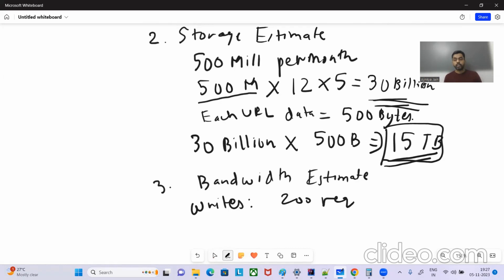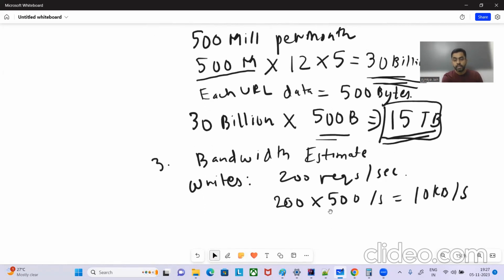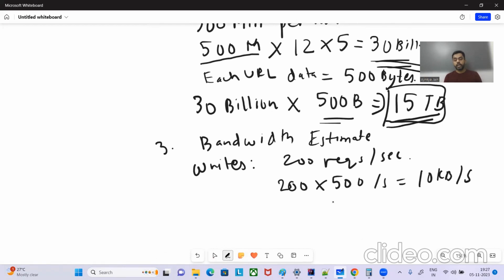200 requests per second, right? So considering each request having 500 bytes of data, as we had calculated, 200 into 500 per second will give you 10 KB per second of data coming into the system. That is, writes will be 10 KB per second of bandwidth. So 200 requests per second, with each request having 500 bytes of data, gives us 10 KB per second bandwidth, which our system should be able to handle.